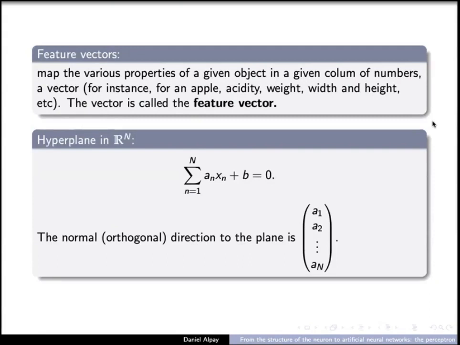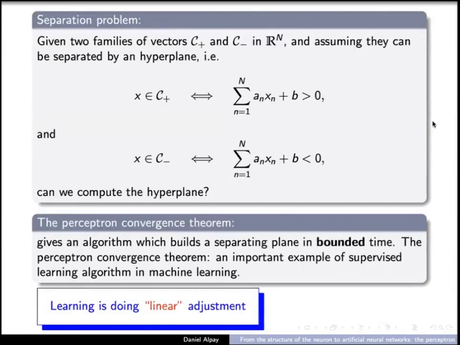The vector is called a feature vector. If you want, after normalization, think of an apple. You characterize it by a number of characteristics: its weight, acidity, whatever. You normalize everything and you have a vector. Okay, and so let's say you have two classes. The plus class is above the hyperplane, where hyperplane is a fancy word for plane or line when you are in more than 3 dimensions, and so C minus would be when you're below.